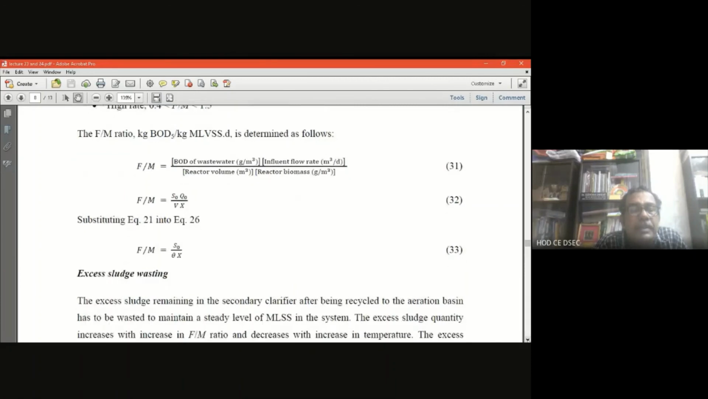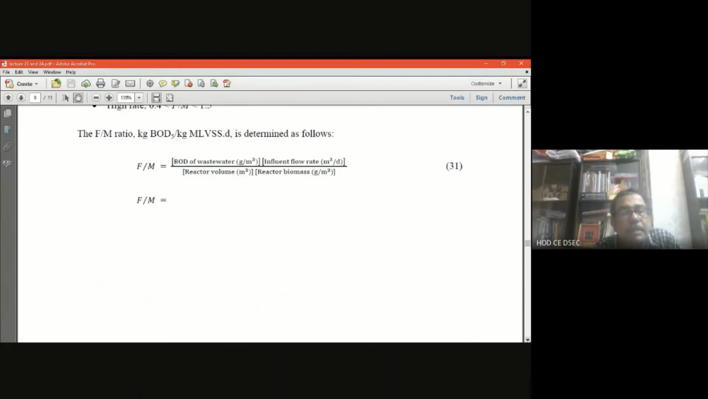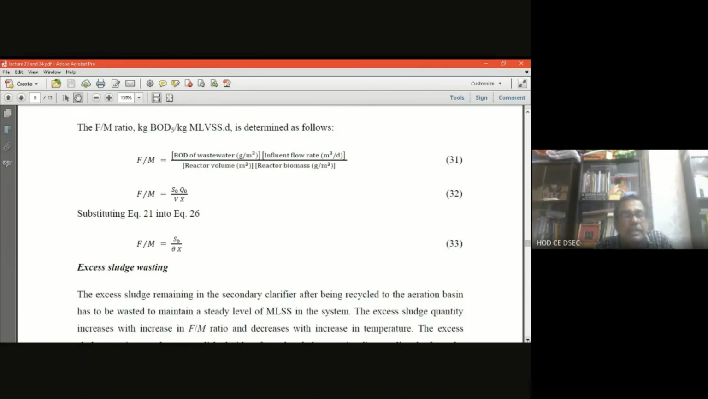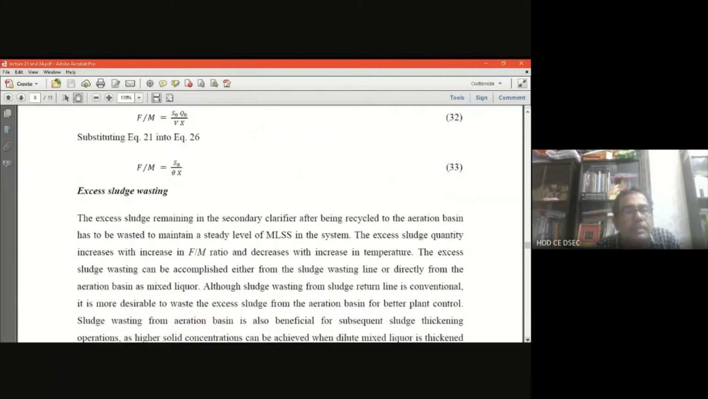Now F by M is S0 by theta x, because V by Q0 is theta. So substituting V and Q0, converting in terms of theta, F by M is S0 by theta x. That is also a very important expression which we will use in the next numerical sums.